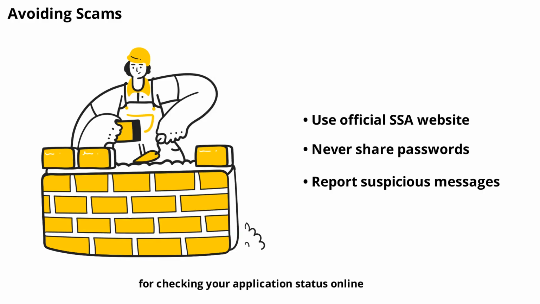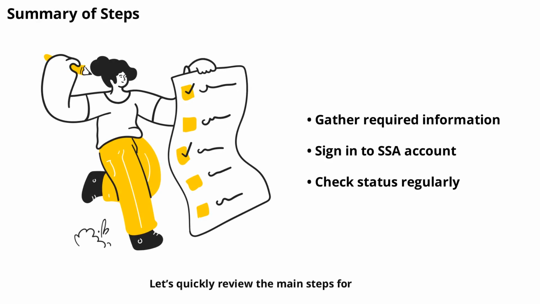Next, let's summarize the key steps for checking your application status online. Let's quickly review the main steps for checking your SSDI or SSI application status online. Gather your information, visit www.ssa.gov, sign in or create a My Social Security account, navigate to your application status, and review updates regularly. Respond promptly to any requests for information and keep your contact details current. Following these steps will help you stay informed and in control of your application process.